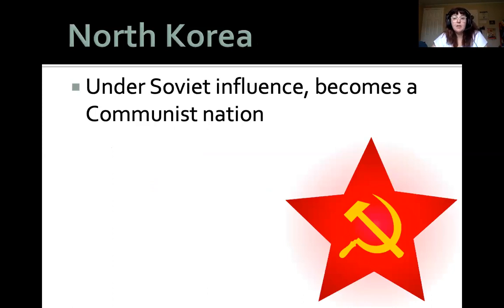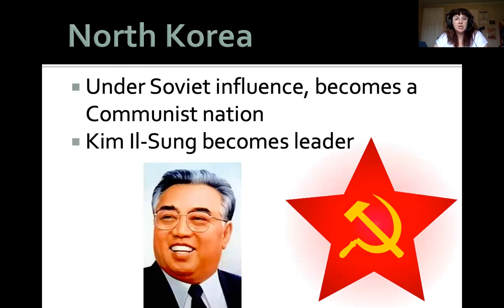So North Korea, because it was controlled by the Soviet Union, becomes a communist nation. And the leader is a guy named Kim Il-sung, and there's a very nice, handsome portrait of him. And he becomes a dictator.